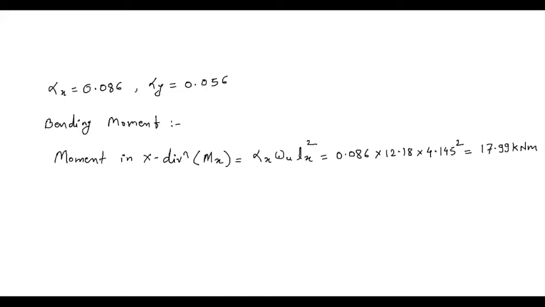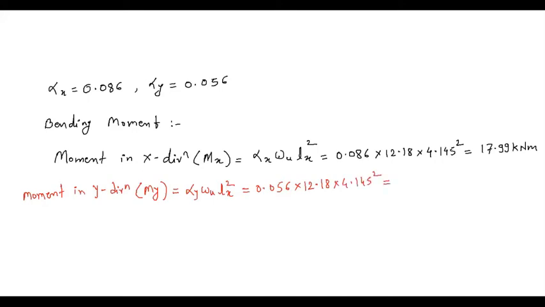Now the bending moment in y direction, that is My. The formula for this is again given in the IS code, on page number 90. It is alpha y into Wu into again lx square. So alpha y is 0.056 into 12.18 into 4.145 square. So solve this now. It is 11.71 kilonewton meter.